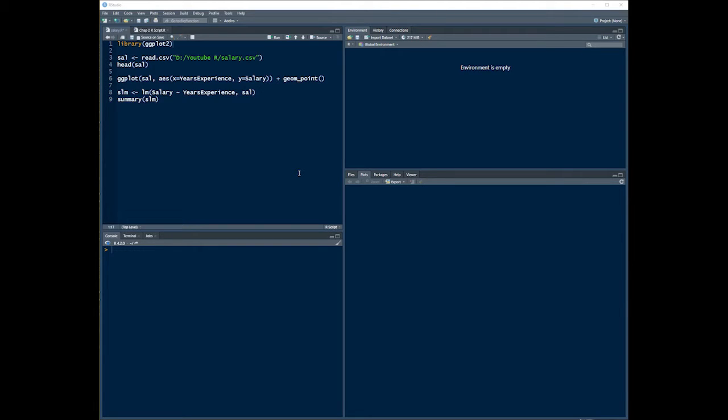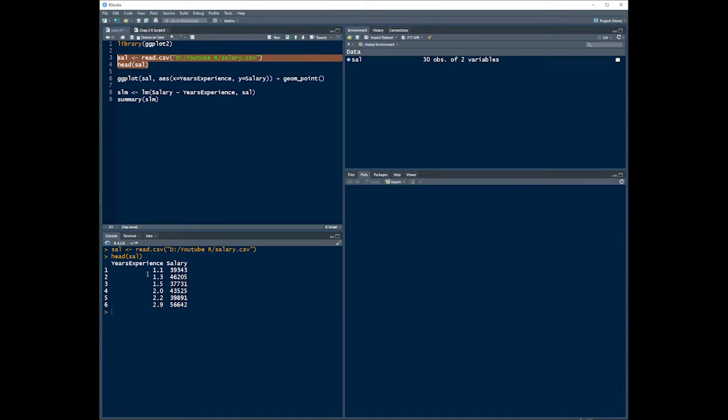Alright, here we have our RStudio open. I have first imported the ggplot2 library to plot the data. Then I have the read.csv command to read the salary.csv data. Let's look at the first few rows of the data. Okay, we have years of experience and salary columns, both look good. Next, I'm going to plot the salary against years of experience.